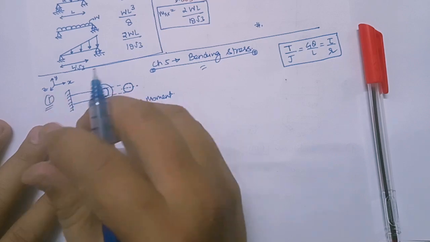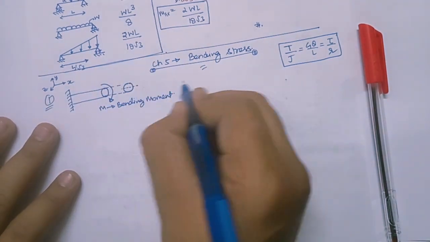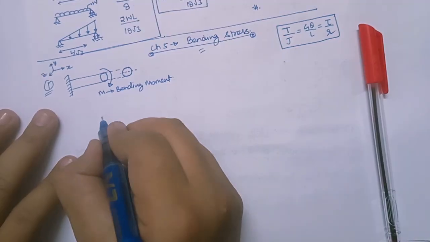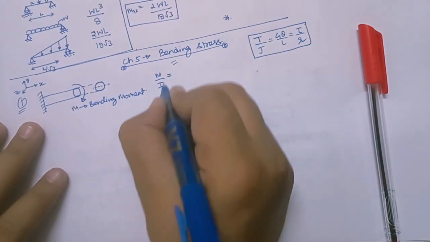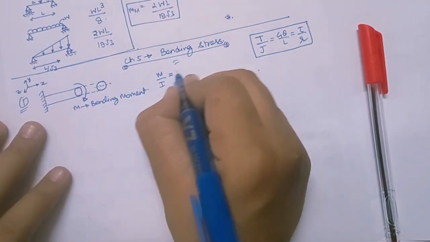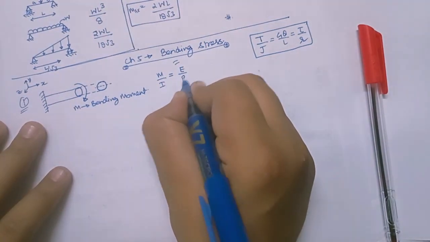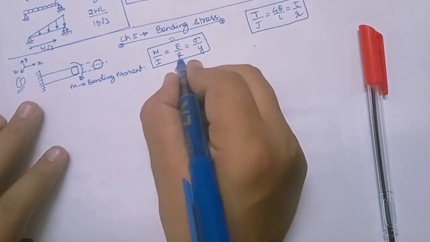Along Z, Z is outside, so like this, bending moment, it is going to bend, right? So if I want to write the equation of bending moment, I'll write M by I is equal to E by R is equal to sigma by Y, where M is the bending moment. Right? So what is R, what is Y?